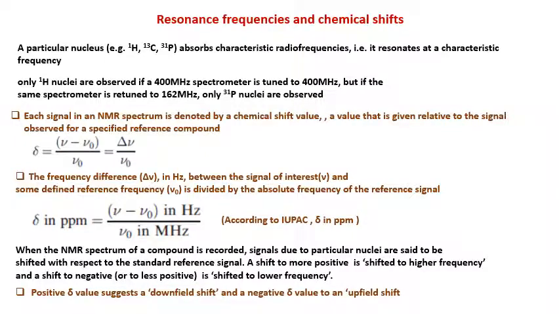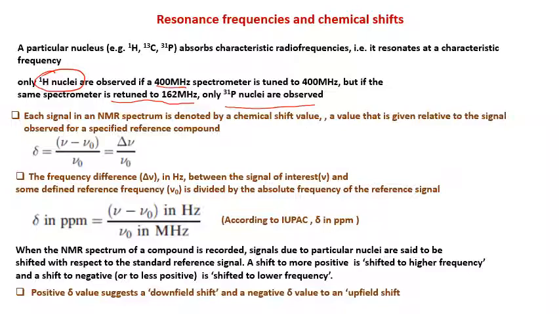Radio frequency and chemical shifts in the NMR. Now, a particular nucleus, for example proton, carbon-13, or phosphorus-31, absorbs characteristic radio frequencies. That is, they resonate at a particular frequency. So if our instrument is tuned to a particular resonance frequency, only the selected NMR nucleus will be observed, giving a signal. For example, if the NMR instrument is tuned at 400 megahertz, then only the proton gives a signal. On the same instrument, if it is retuned to 162 megahertz, phosphorus-31 gives the signal, that is, it is observed. This is analogous to tuning a radio station and receiving only one station at a time. You can understand it in this manner.